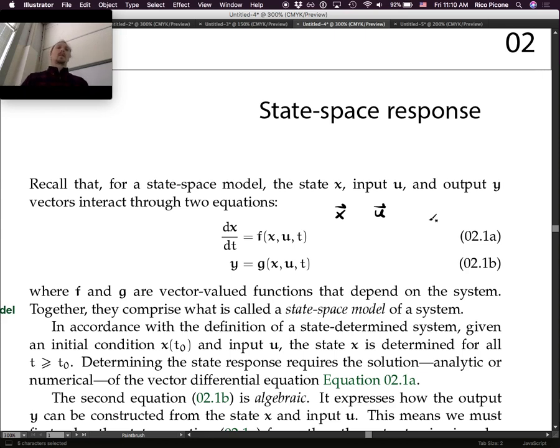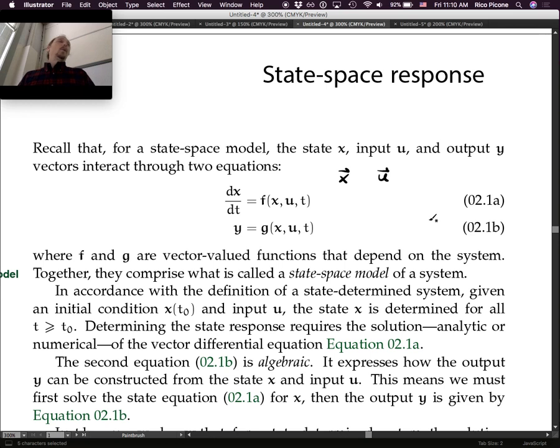Okay? And then the output is, once again, just what we are interested in. So the variables that we care about. We might care about one or more. So we might just care about one, in which case the vector y has one variable in it. But if we care about three, the vector y will have three variables in it. So that's the state space model.